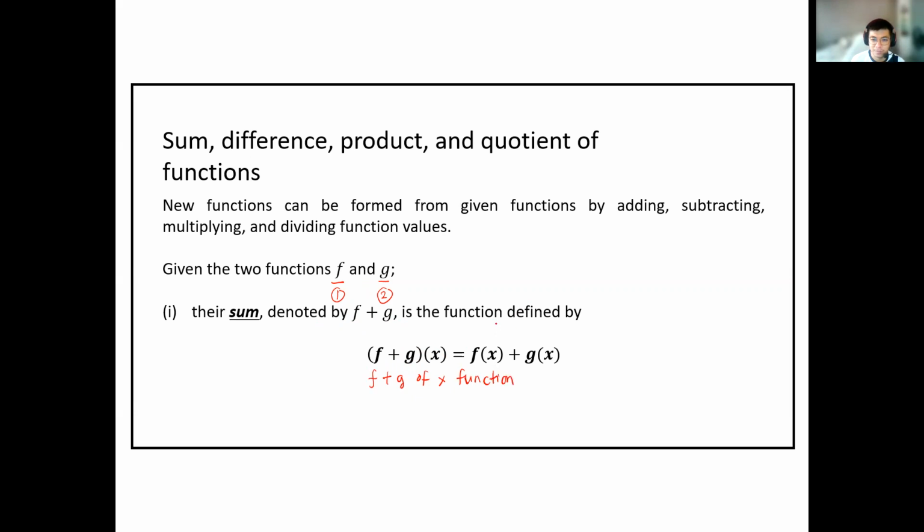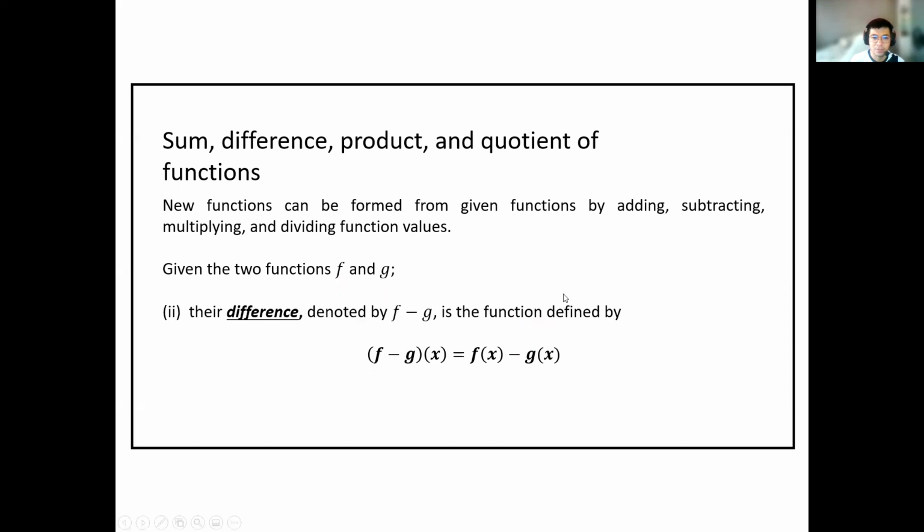In simpler terms, you can just say it is the equation of the function of f of x plus the equation of the function of g. Probably it's super basic. You just add the two equations being presented in your problem. It's straightforward.